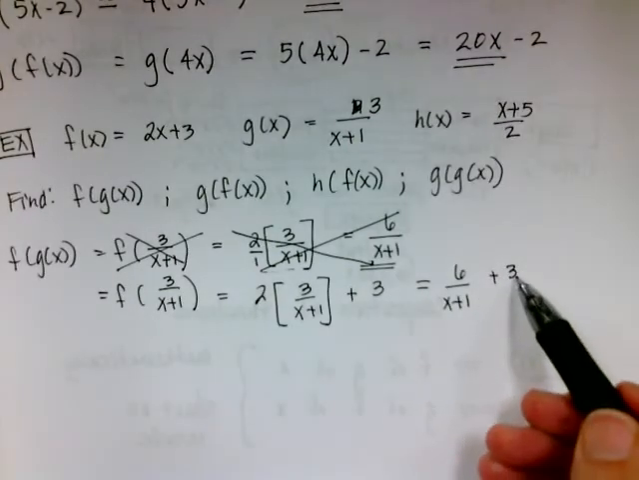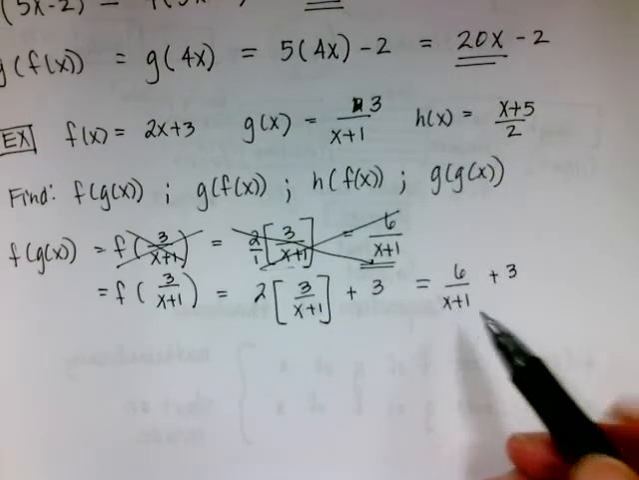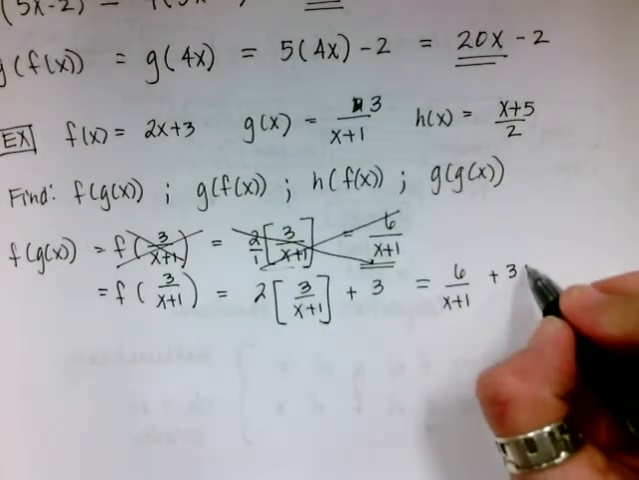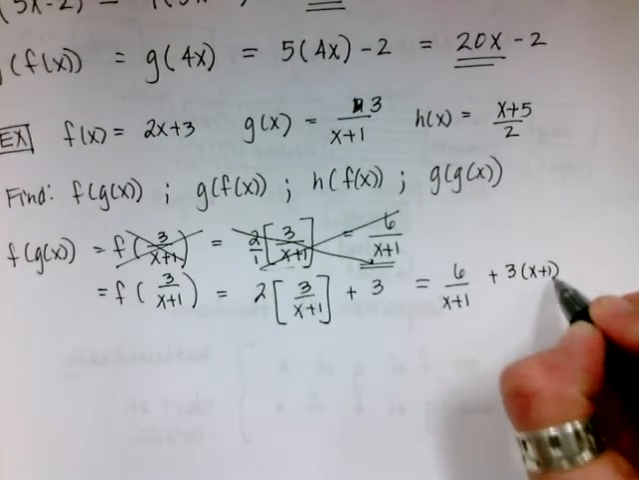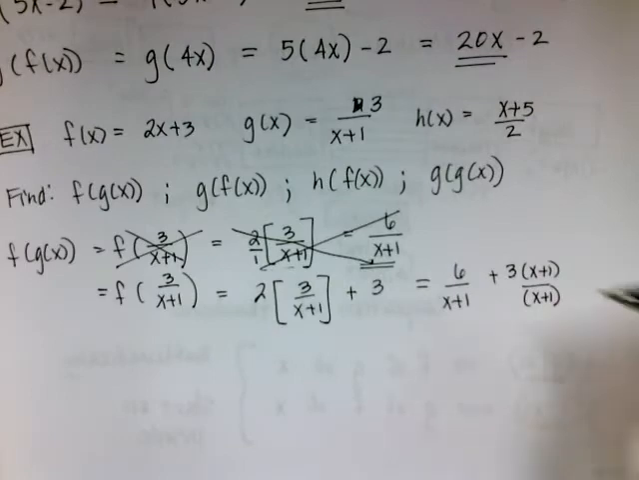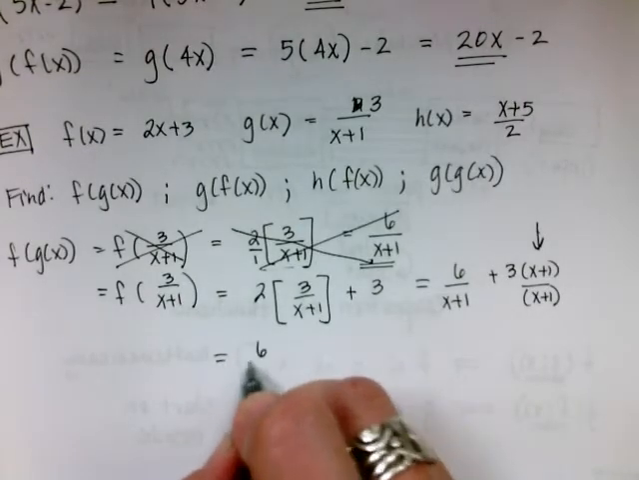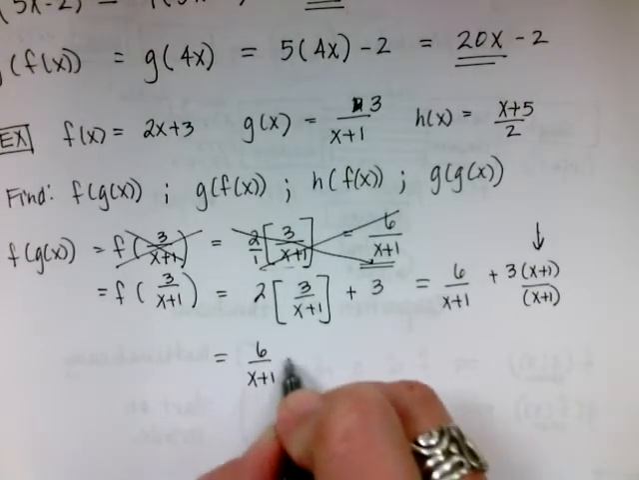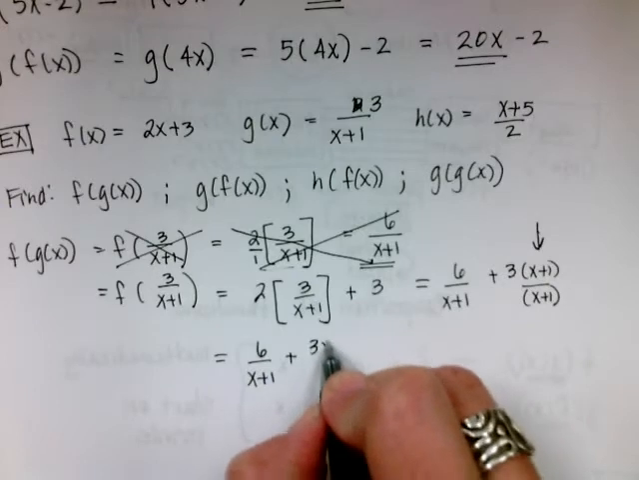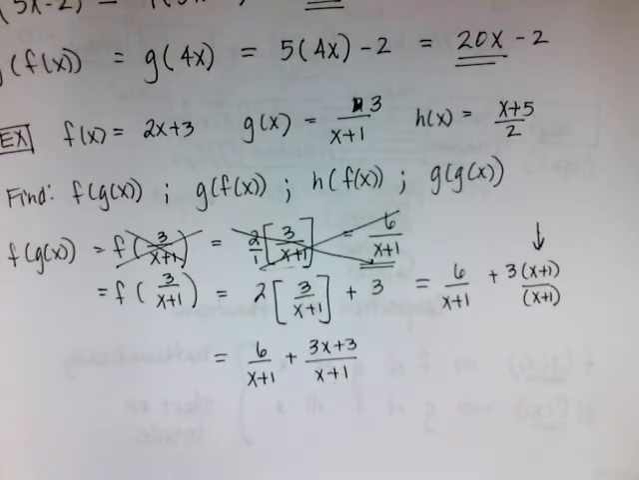Well, I need to add this expression to this expression, but I can't add those two together unless they have the same denominator, so I'm going to multiply this little number by x plus 1 over x plus 1. This is 1, so I haven't changed the value of the equation. So this is going to equal 6 over x plus 1 plus 3x plus 3. I'm distributing the 3 over x plus 1.